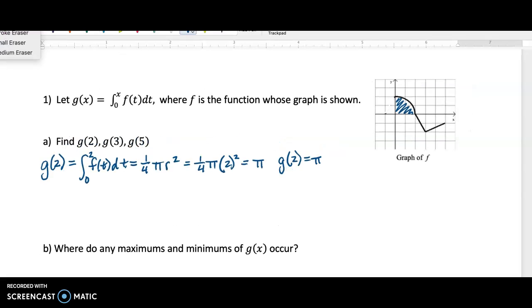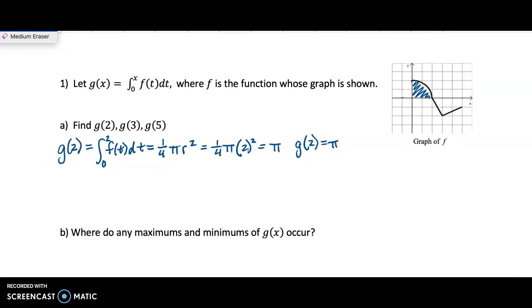Hold on just a sec. Gotta move, trying to move this. That's not working. Needed to grab my eraser, and it is not wanting to give it to me. Okay, we'll see if that works. Medium eraser is kind of scary.